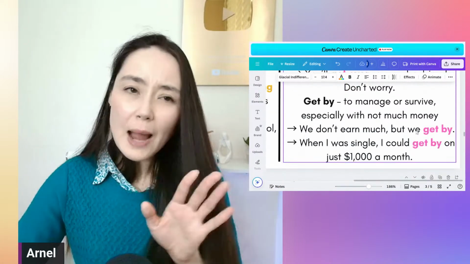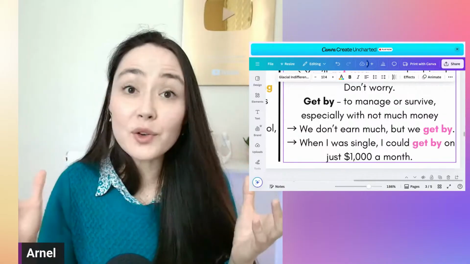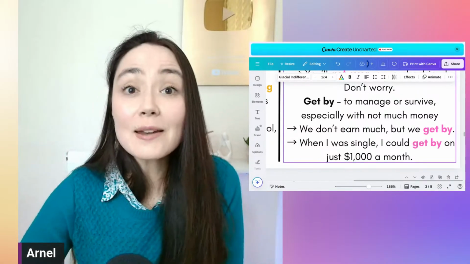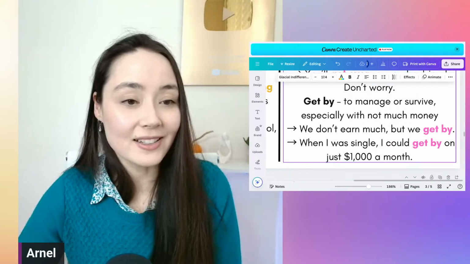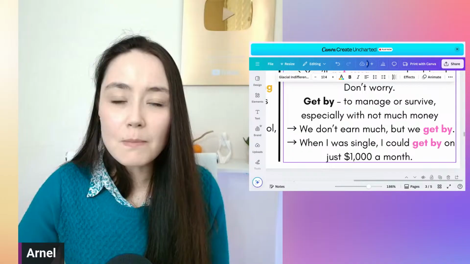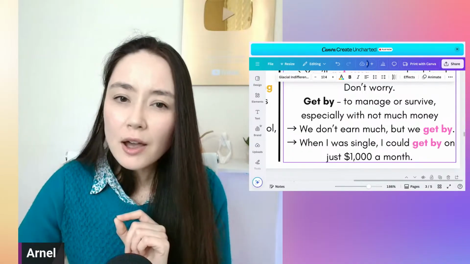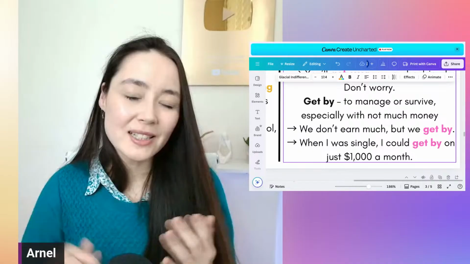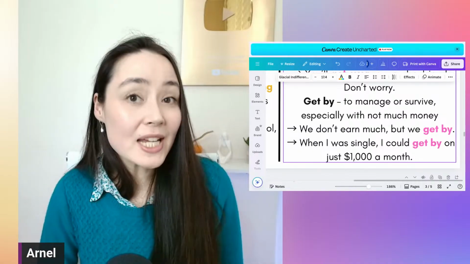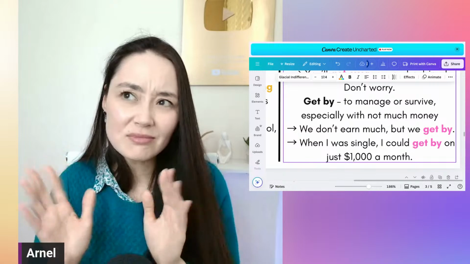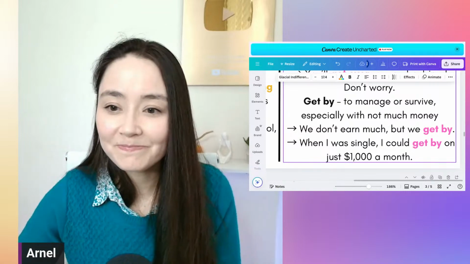Next one. I'm only doing 3 because there are so many phrasal verbs with get. Let's just do 3 for today. To get by. To manage or survive, especially with not much money. We're normally talking about very little money. We don't earn much, but we get by. We can survive. We can pay our rent. We can pay for food. We can get by.